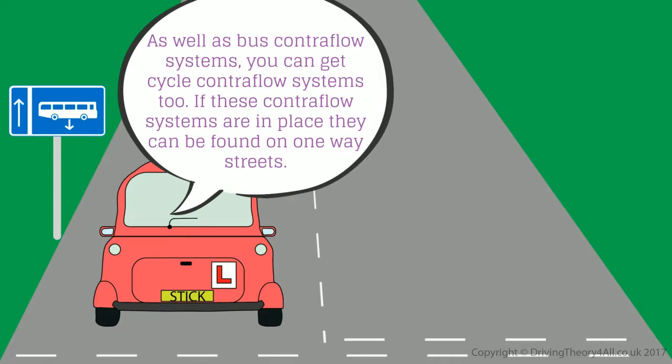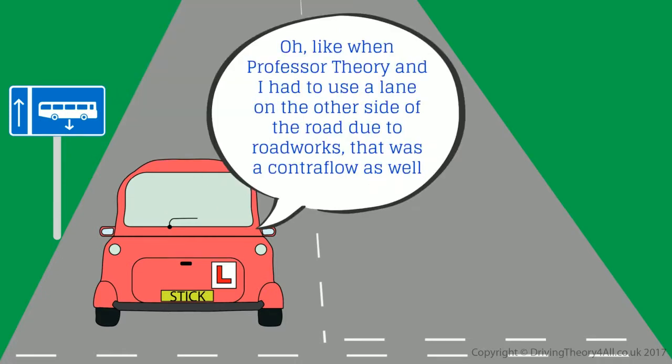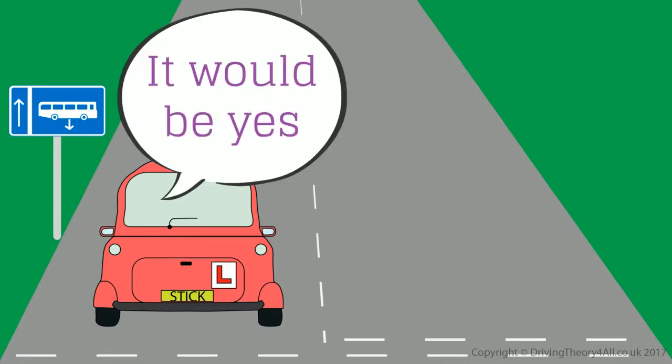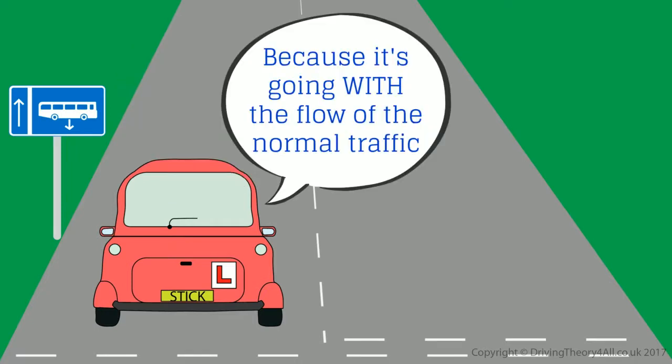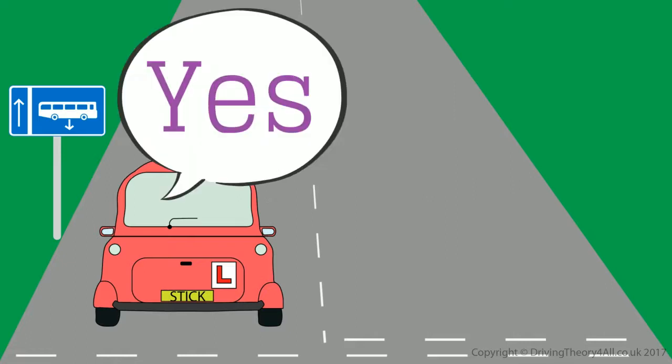As well as bus contraflow systems, you can get cycle contraflow systems too. If these contraflow systems are in place, they can be found on one-way streets. Like when Professor Theory and I had to use a lane on the other side of the road due to roadworks. That was a contraflow as well. It would be, yes. If the bus lane was in the same direction, that would be a with-flow system. Because it's going with the flow of the normal traffic? Yes.